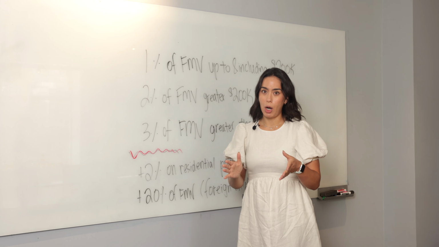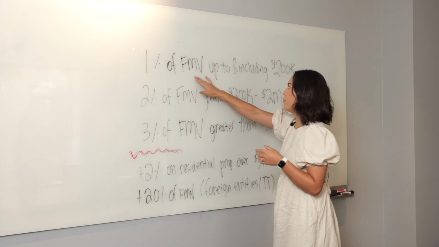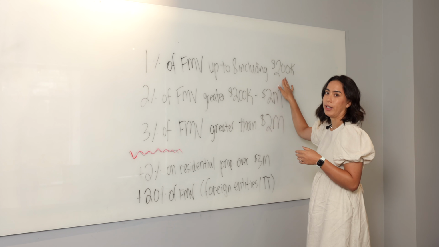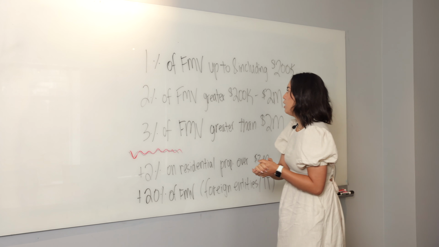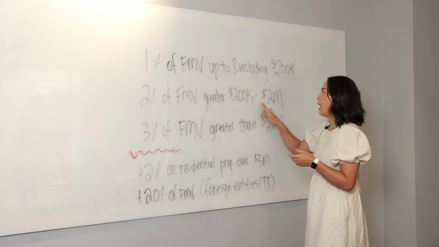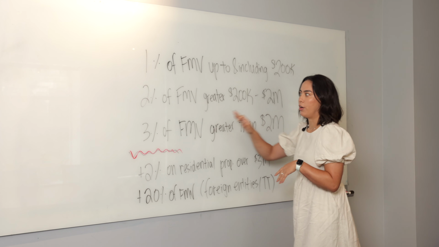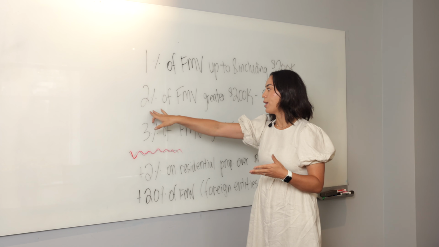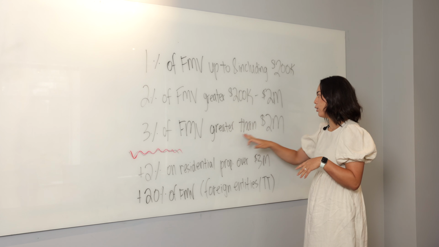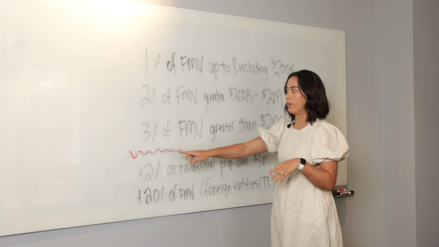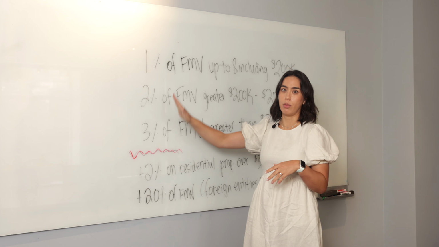So the general property transfer tax for residential property, 1% of the fair market value up to and including 200K. So for the first 200K, 1% is the calculation. Then for the amount that's greater than 200, but up to and including $2 million of the fair market value, that calculation is 2%. For the purchase price or fair market value greater than $2 million, we take a calculation of 3%. So that's the general property transfer tax that we see.